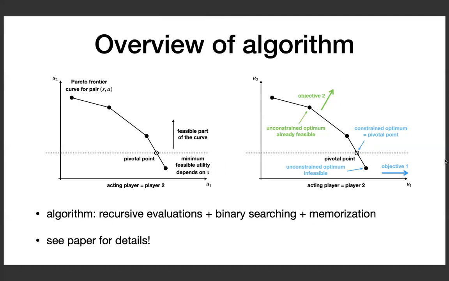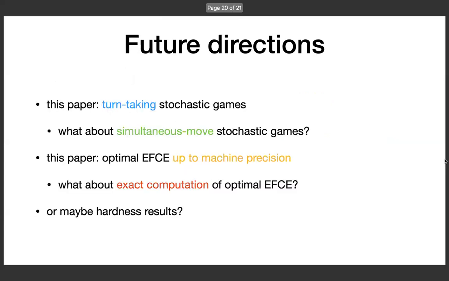The algorithm, very roughly speaking, does recursive evaluations of these curves, which is possible because we can do binary searching over the direction of the evaluations. And that combined with some memoization technique gives us an efficient algorithm for computing extensive form correlated equilibria. And there are more details in the paper, of course.